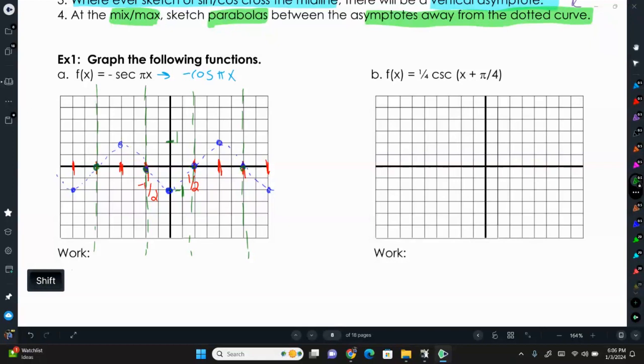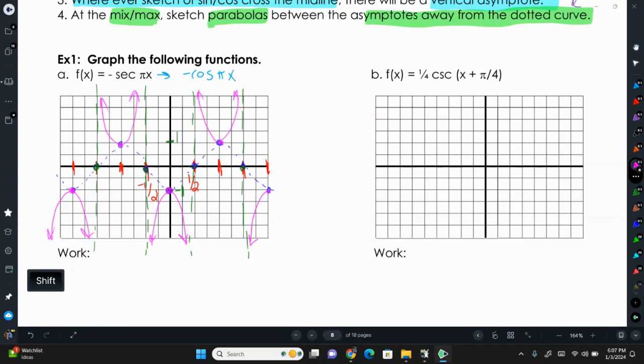Now, anytime we have a minimum or maximum, okay, so we have a minimum here, we're going to draw a parabola away from the midline. Here's a maximum, we're going to draw a parabola away from the midline. Here's a minimum, draw it away from the midline. Maximum, draw it away from the midline. Here, draw it away from the midline.